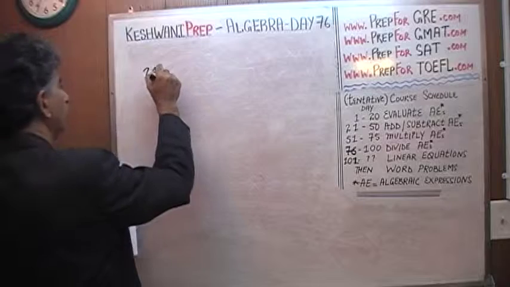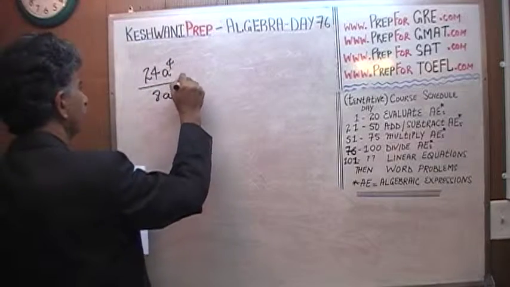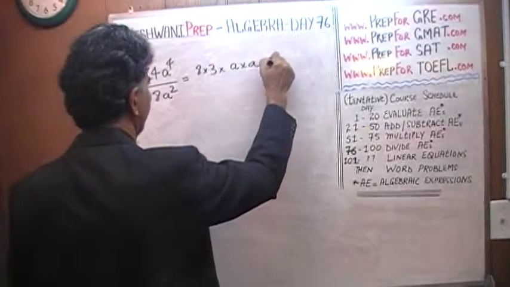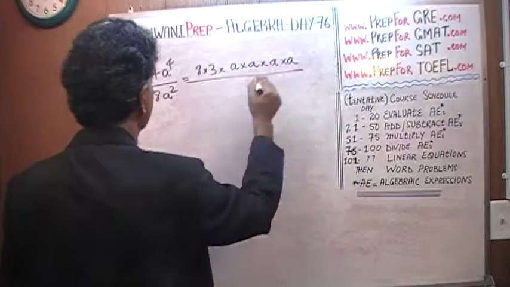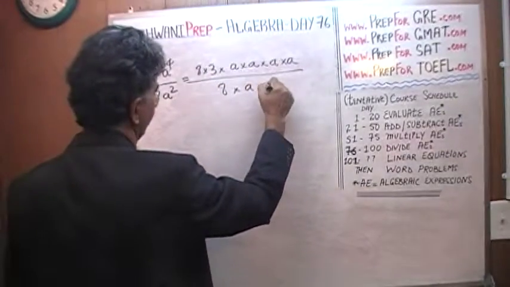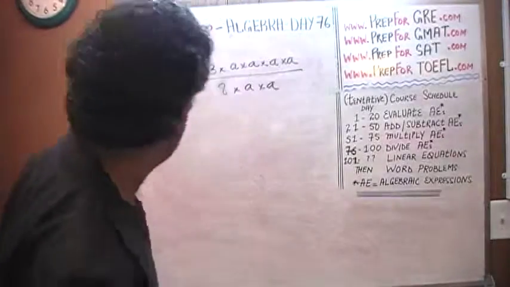24 a to the 4th over 8a squared, which is same as 8 times 3 times a times a times a times a. That looks much better. Over 8 times a squared, which is a times a. Voila. So what can we do?